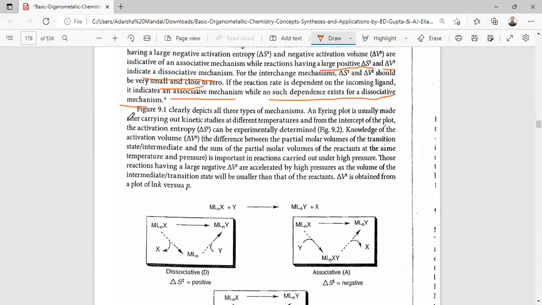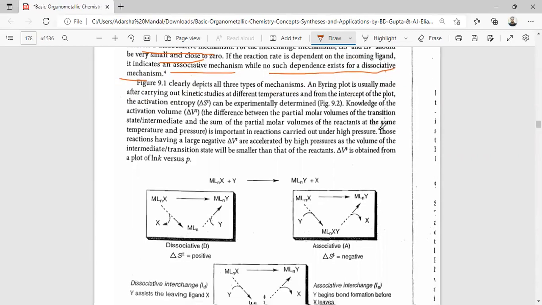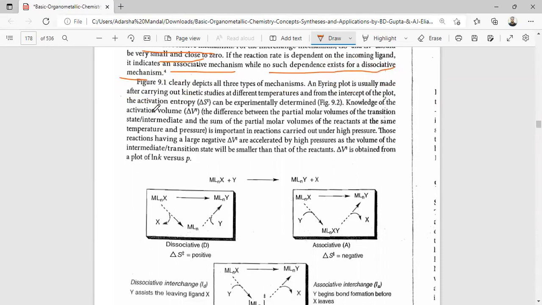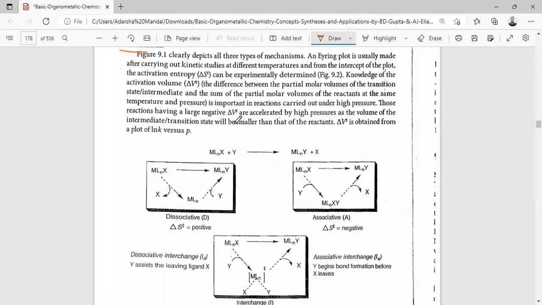An Eyring plot is usually made after carrying out the kinetics at different temperatures; from the intercept of the plot, activation entropy can be determined, and activation energy can be explained. The knowledge of the activation volume, the difference between the partial molar volume of the transition state or intermediate and the sum of the partial molar volumes of the reactants, is important in reactions carried out under high pressure. Reactions having a large negative activation volume are accelerated by high pressure, as the volume of the intermediate transition state will be smaller than that of the reactants. The activation volume is obtained from the plot of ln k versus P.